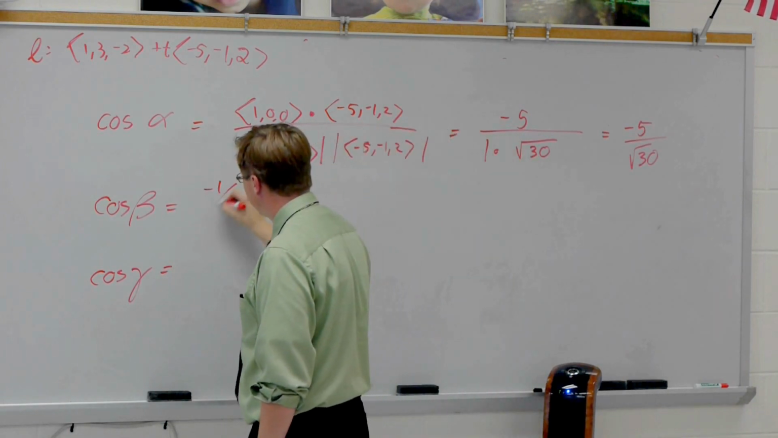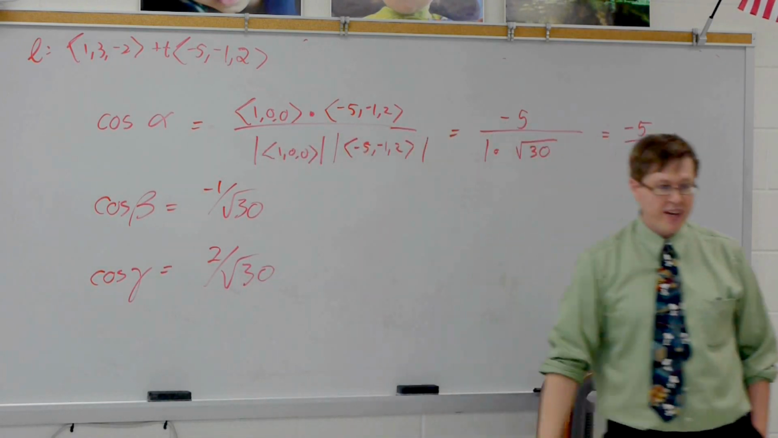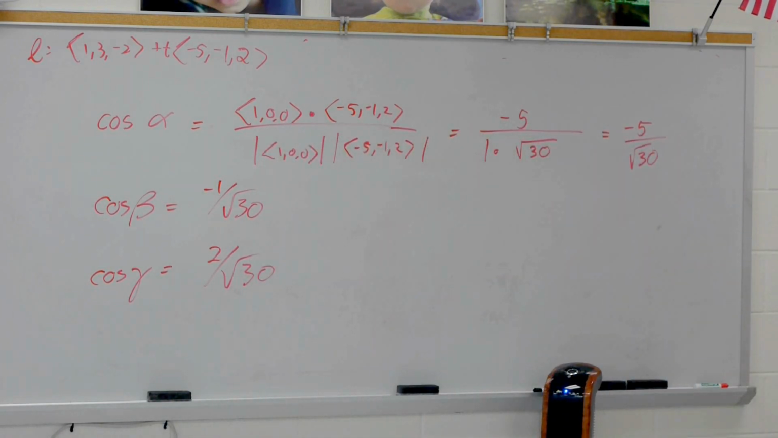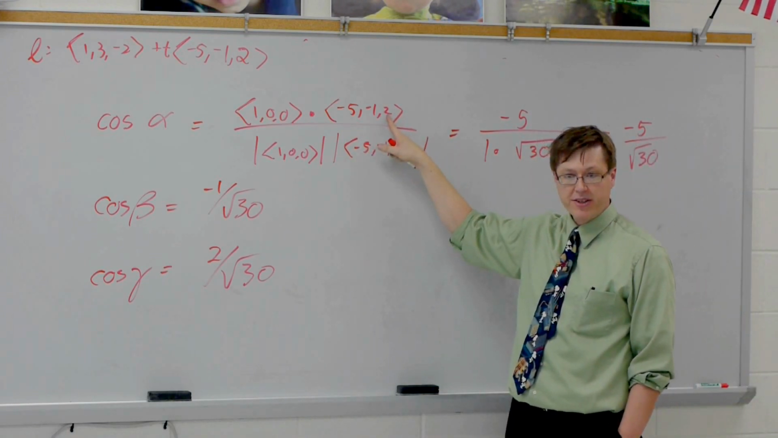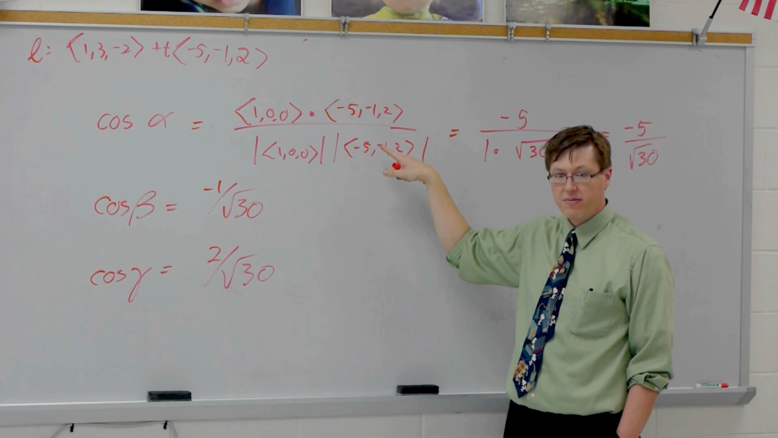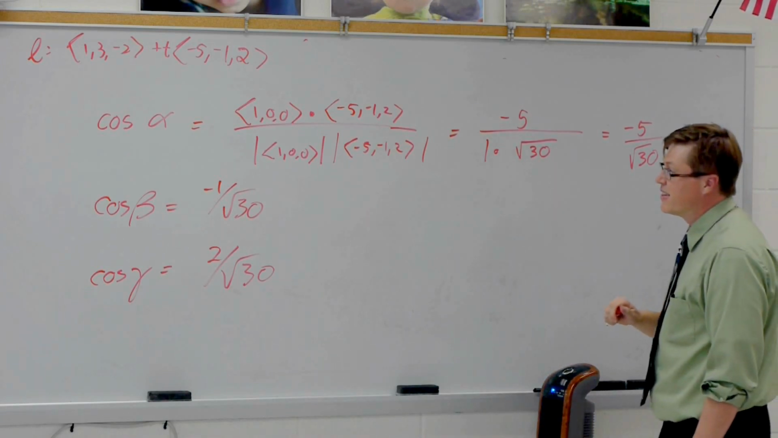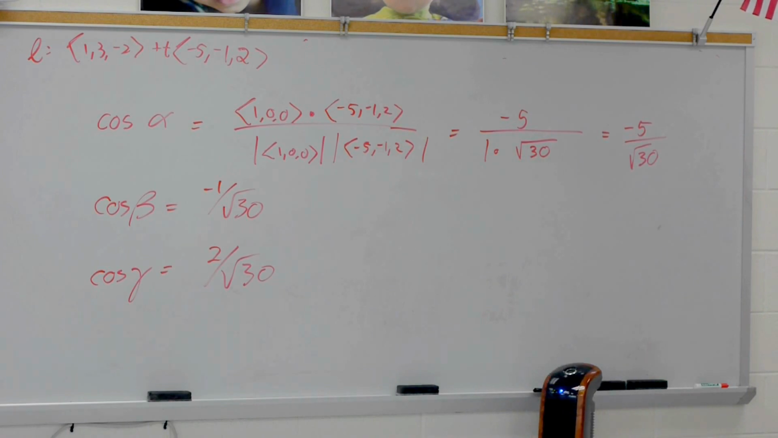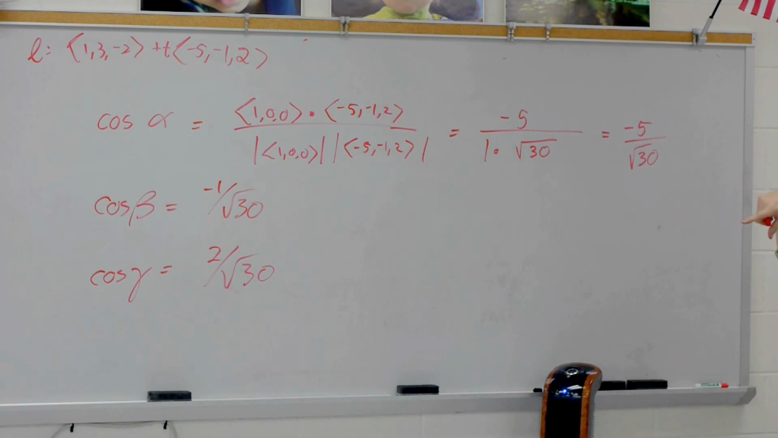Oh, right. And cosine gamma. When you take the dot product with the y and the z axis, it's going to isolate the y and the z components of your vector. Everything else is the same. So my direction angles for this line, the angles that it makes with the axes, are the arc cosines of these three numbers.